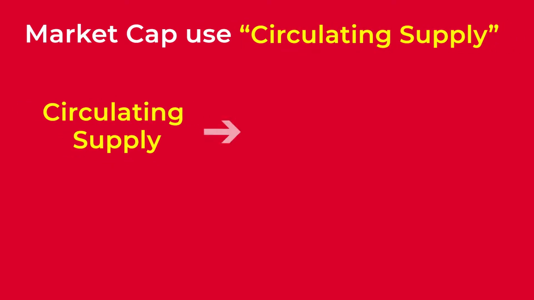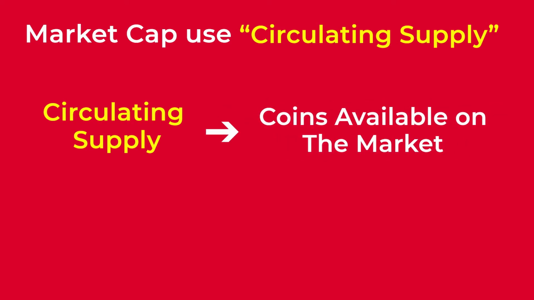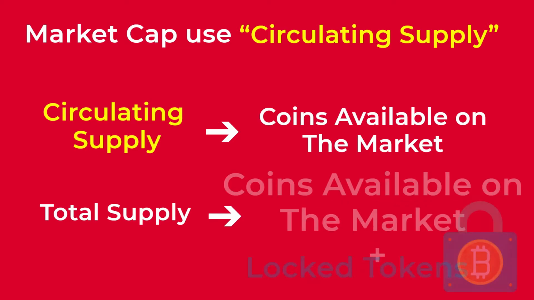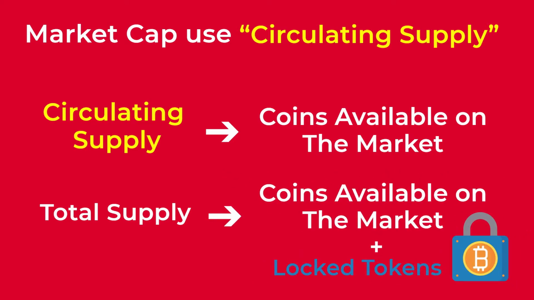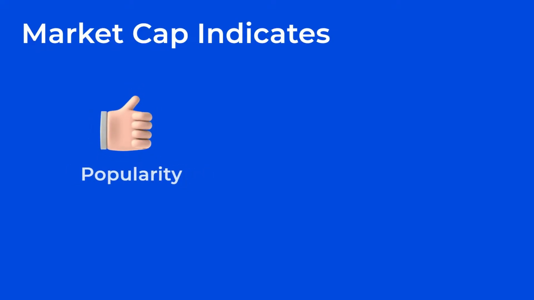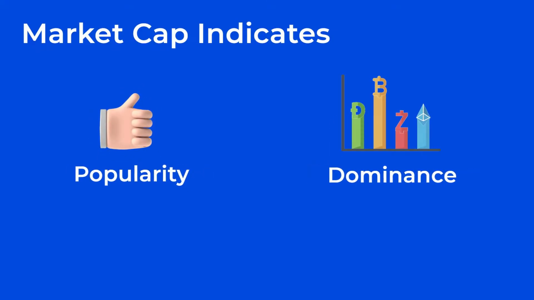An important point here is that the market cap is calculated using the circulating supply of a cryptocurrency, which is the number of coins available for trading in the markets or held by owners. This is different from the total supply of a cryptocurrency, which includes locked or reserved coins. The market cap can be an indication of the popularity or dominance of a cryptocurrency in the market.